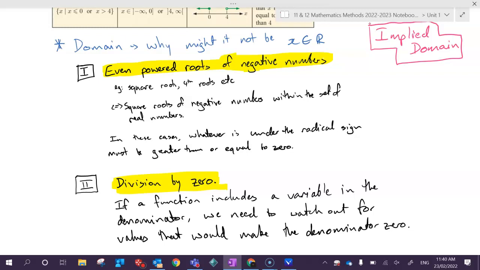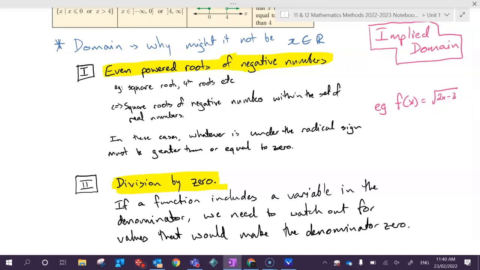So even-powered roots, it's a problem. 4th root, 6th root of a negative number doesn't work. An even-powered root of a negative number doesn't work. We've got to look at making sure that the value under the radical sign is greater than or equal to 0. So an example of that, if I just had something like f of x equals the square root of 2x take 3. And I wanted to find the domain of that function. I look at it and I go, oh, square root, that's one of the things which I'm not allowed to do.